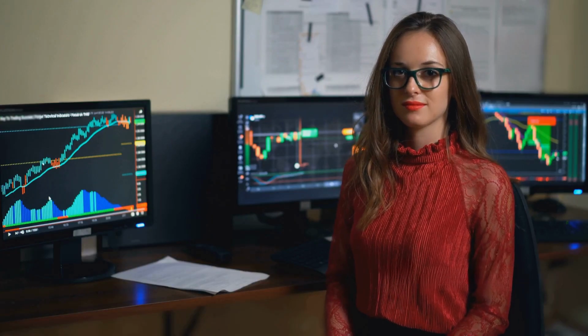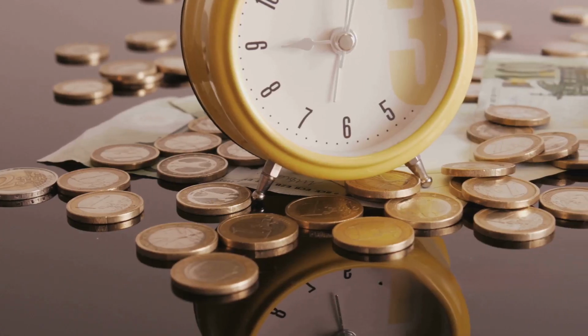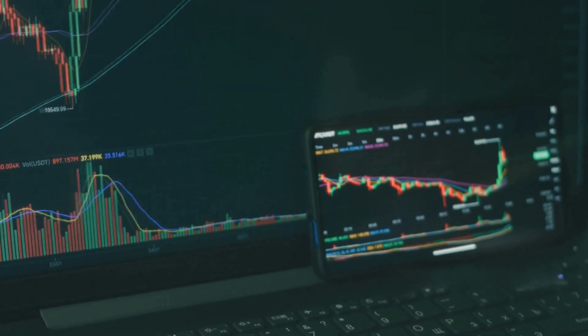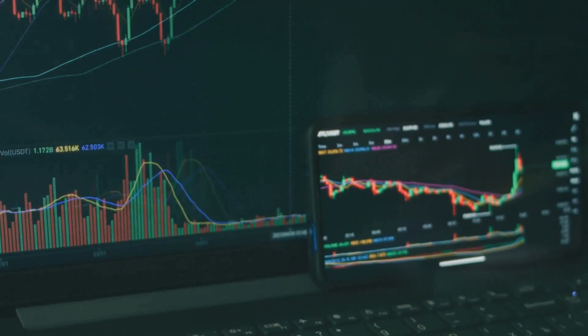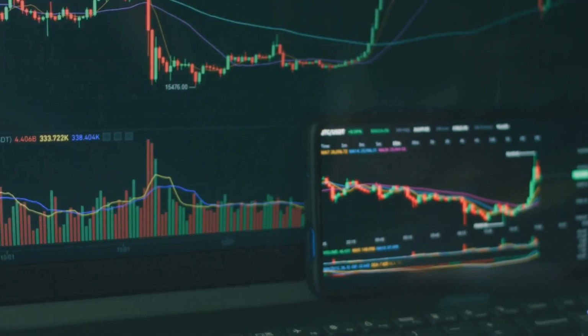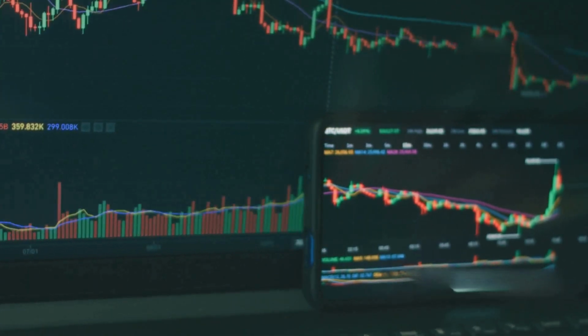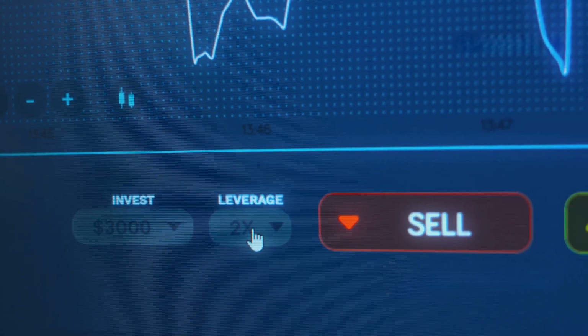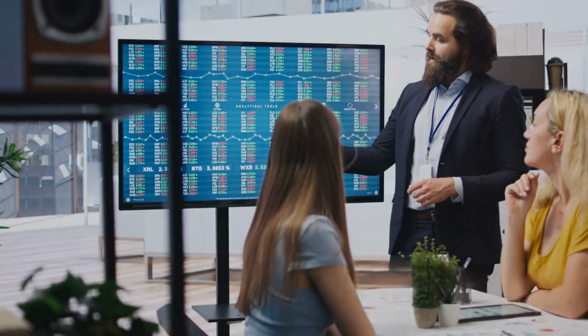Third, the frequency of compounding. How often interest is compounded matters too. The more frequently interest is compounded, whether daily, monthly, quarterly, or annually, the more you'll earn. For example, daily compounding will generate more interest over time than annual compounding.